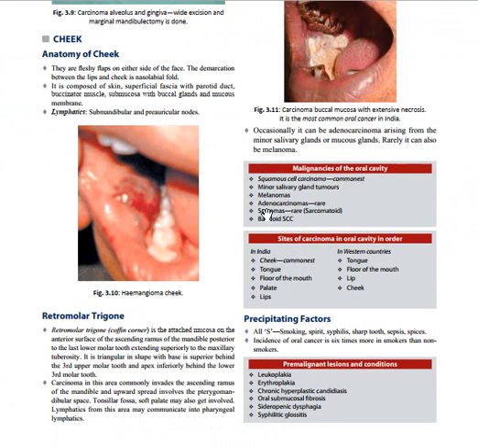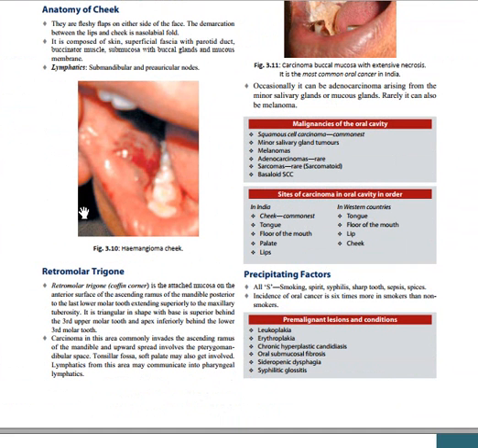It's generally there, but what I'm going to emphasize is the retromolar trigone. So what is the retromolar trigone? This is very important because when the cancer goes to the retromolar trigone, it is said to be an advanced cancer, and then you have to remove the mandible of this patient.